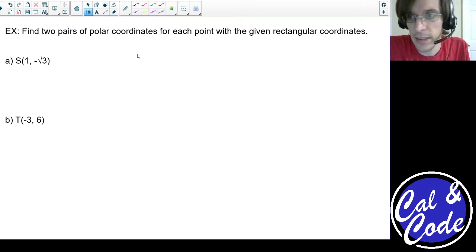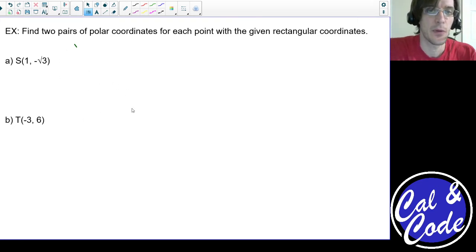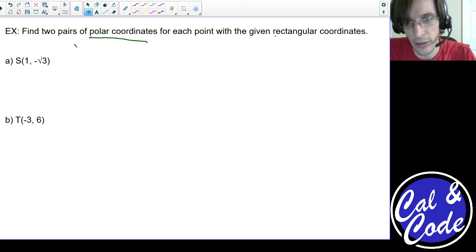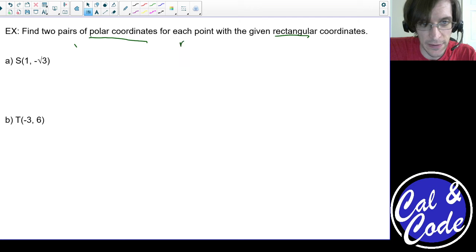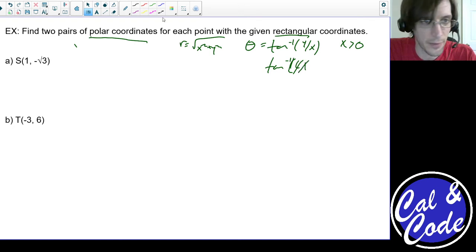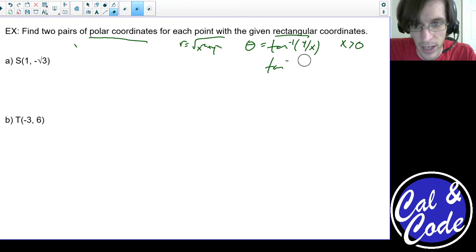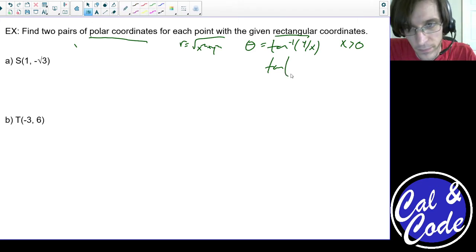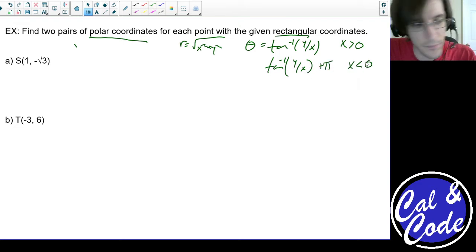Alright, so let's see what it looks like to go the other direction, from rectangular to polar. To do that, I'm going to need the things that say r is the square root of x squared plus y squared, and theta is equal to the inverse tangent of y over x when x is greater than 0, and is the inverse tangent of y over x plus pi when x is less than 0.